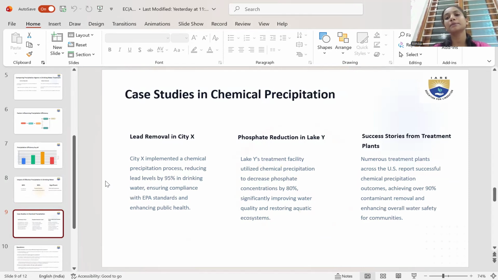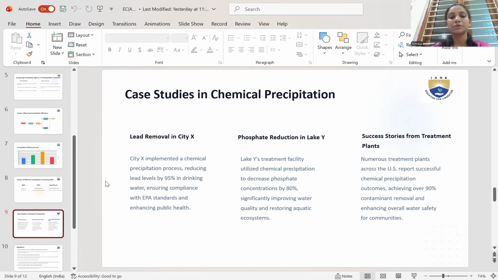Case studies in chemical precipitation. Here we consider two cases, X and Y. In X, we are going to remove lead metal, and in Y, we are reducing phosphate. And we will see what success was achieved in doing this. First, we consider lead removal in CTX.